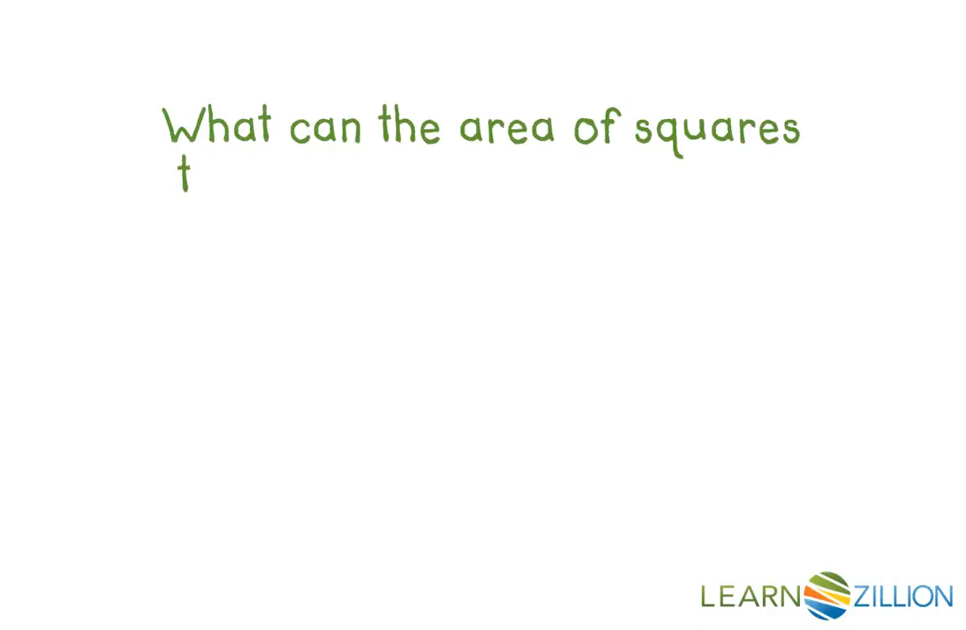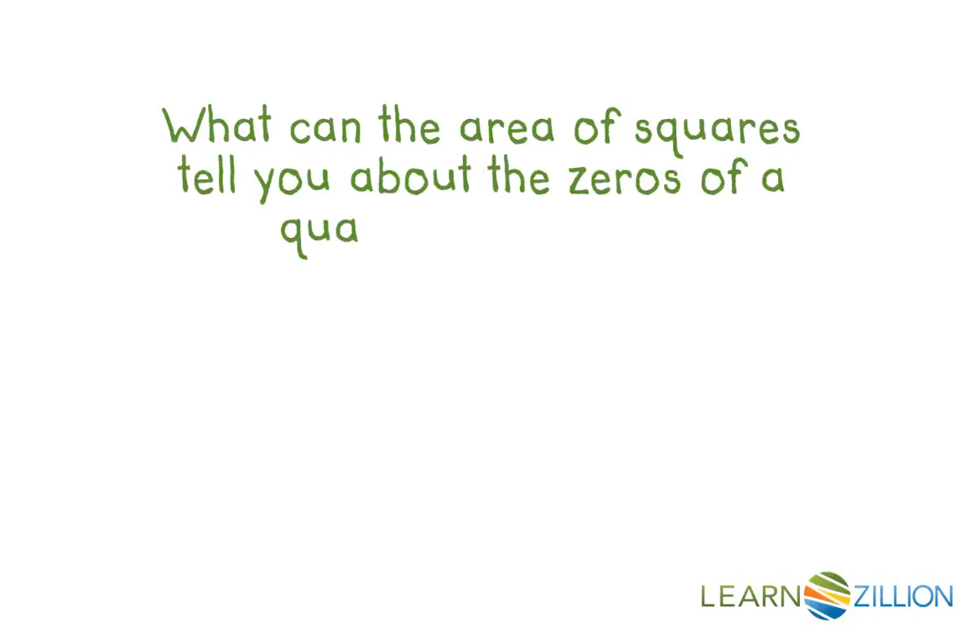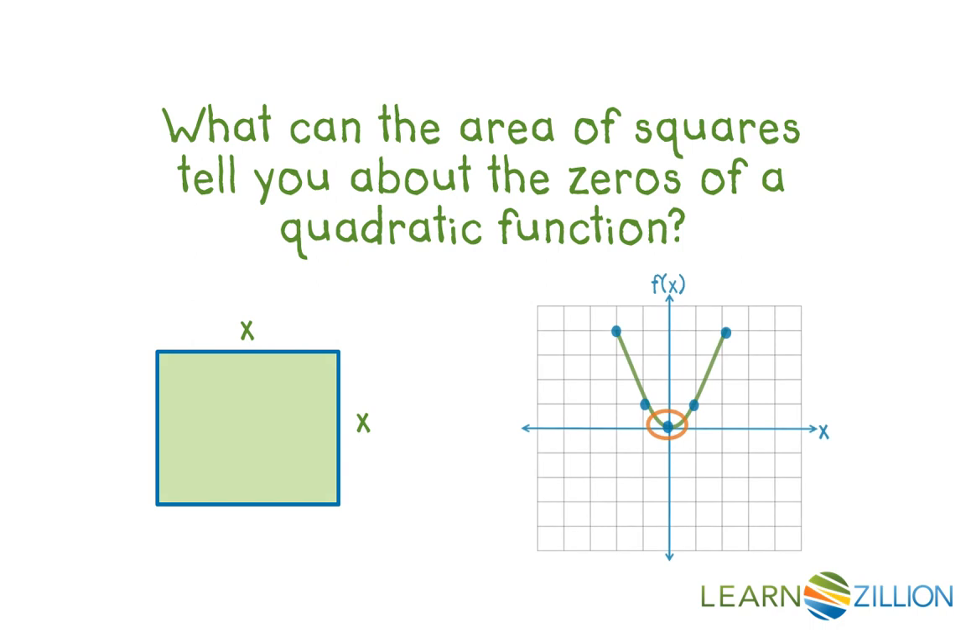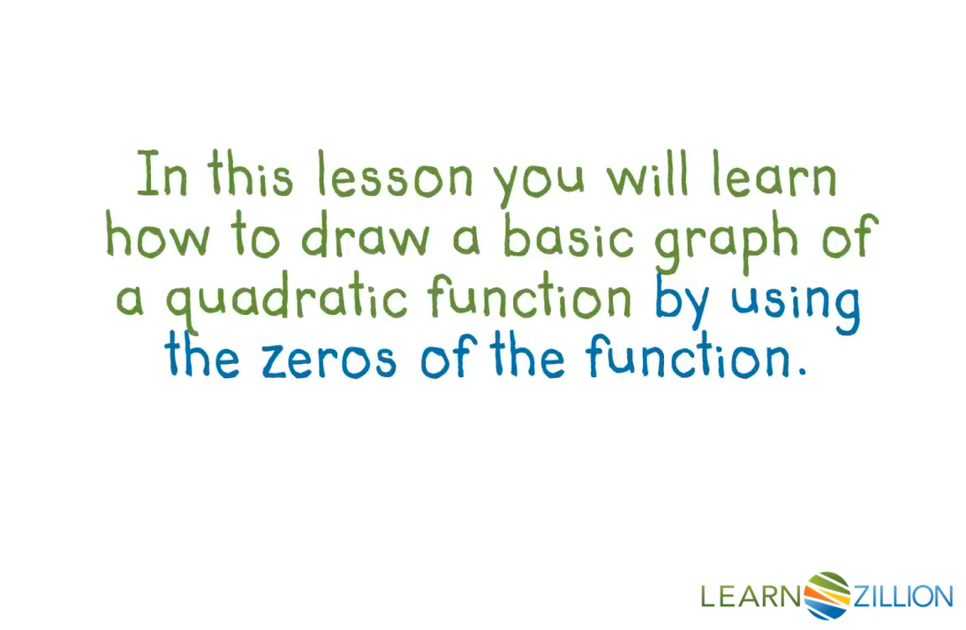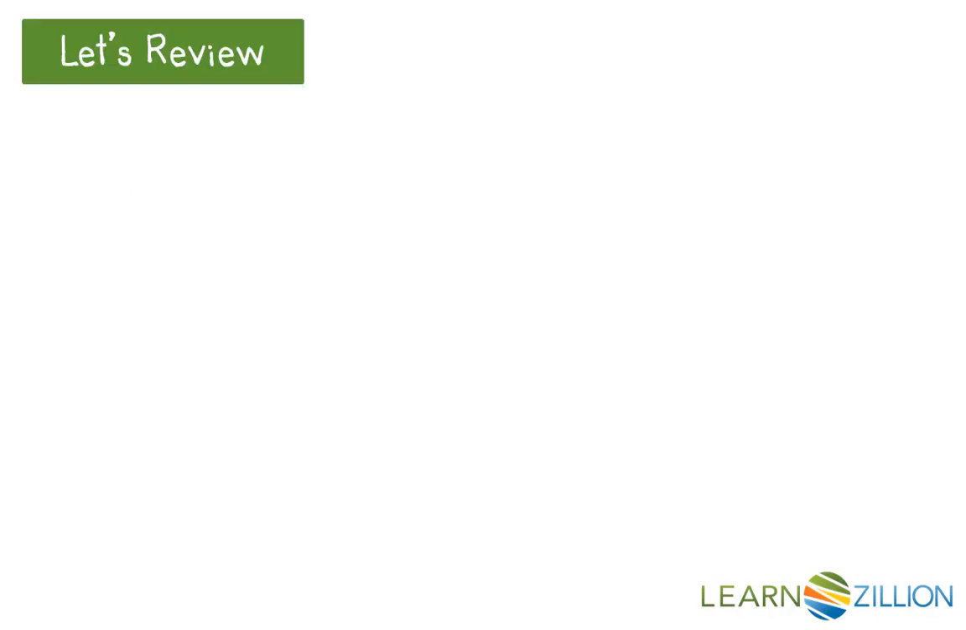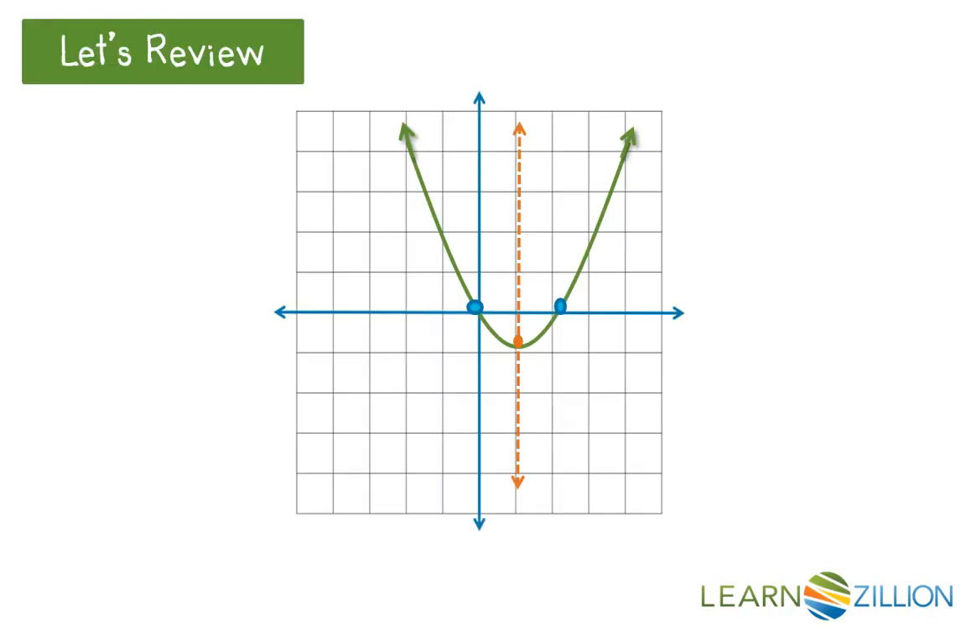What can the area of squares tell you about the zeros of a quadratic function? In this lesson, you will learn how to graph a basic quadratic function by using the zeros of the function. Parabolas are symmetrical around a vertical line. Any two points on a parabola that are on the same horizontal line will be equal distances from the line of symmetry.